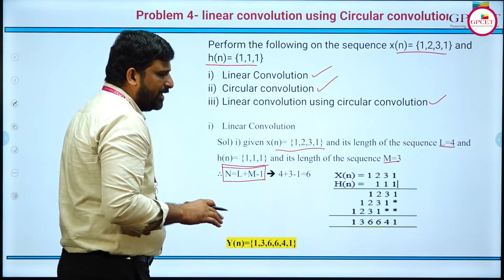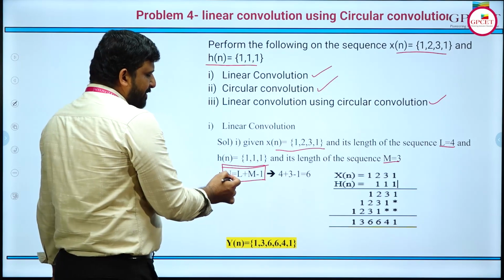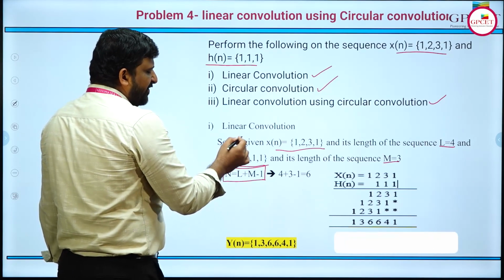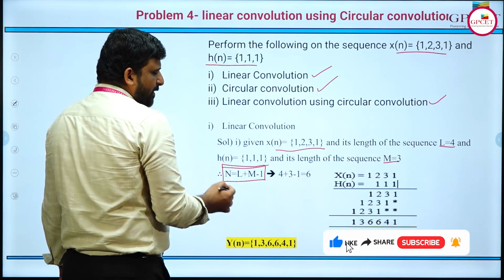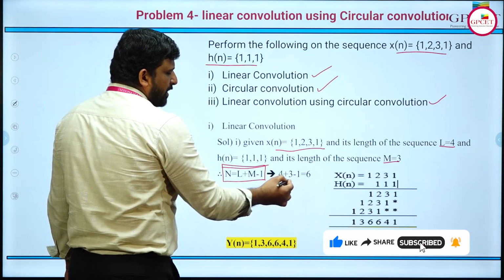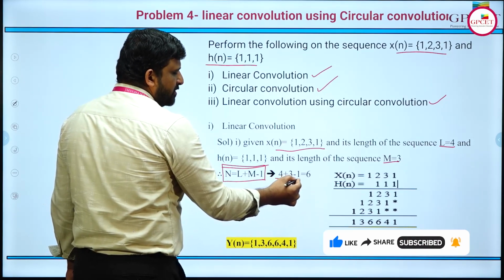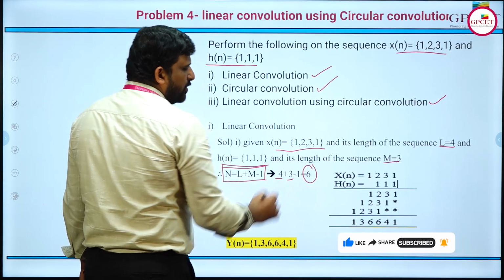What is the final length we need to get? Capital N is equal to the length of x of n plus the length of h of n minus 1. So what is the length of x of n? 4. And what is the length of h of n? 3. So if we do that, I need to get N is equal to 6.